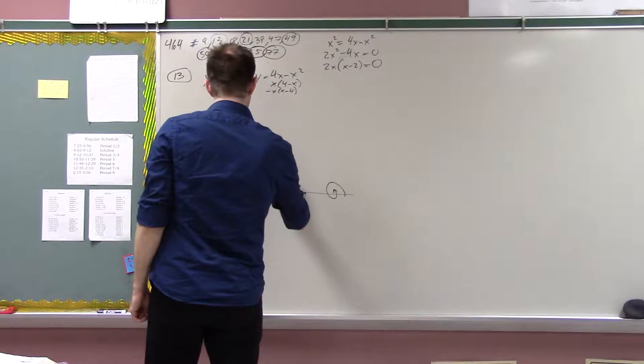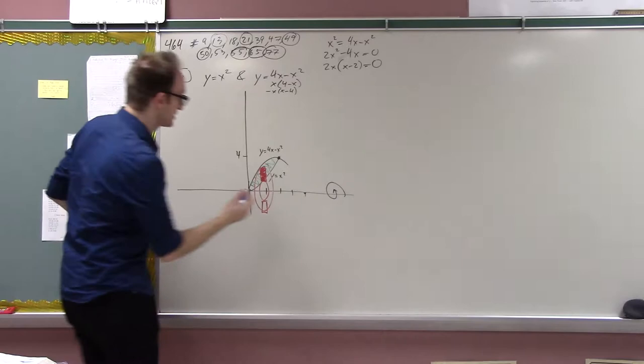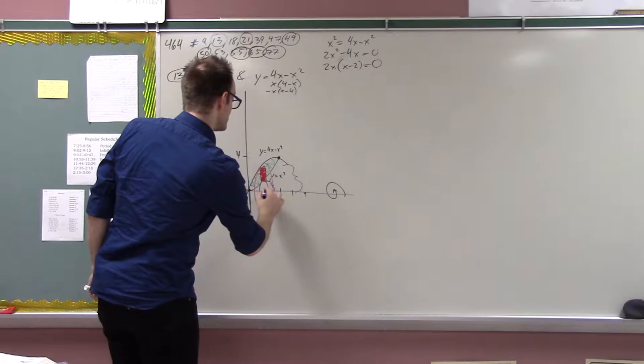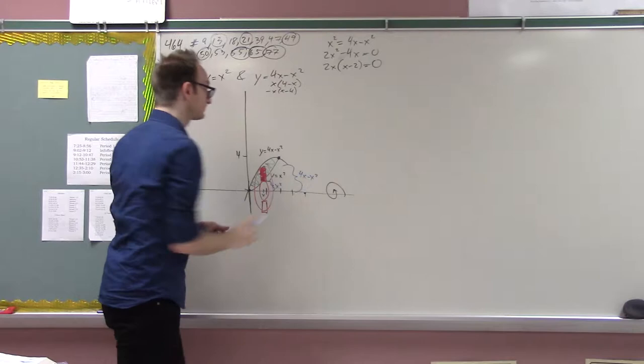The thickness of the washer will be dx, and then I need to know the inner radius and the outer radius. So I think it is worth it to go to your original picture and ask yourself, all right, what is the inner radius and what is the outer radius? For an arbitrarily chosen x value, the inner radius will be x squared, and the outer radius will be 4x minus x squared. And if I can find the volume of one washer, then I just add up those infinite number of washers, and then I have the volume of the entire figure.